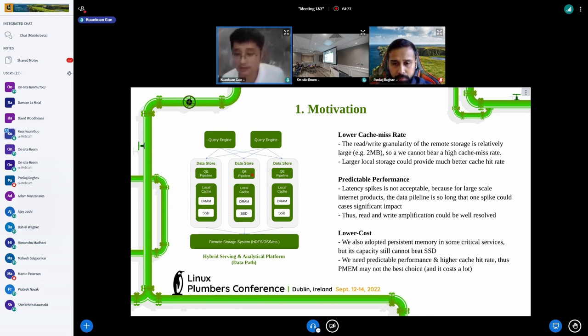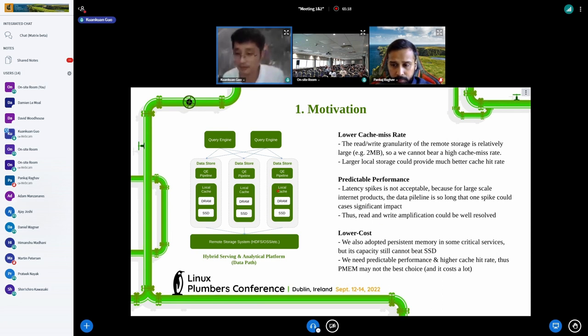On the left part of the slide, it's a high-level architecture of our HSAP database. I'm not sure if you can see this picture clearly. It seems a little bit smaller than expected. HSAP stands for Hybrid Serving and Analytical Platform. It's one of the main databases that we use at ByteDance. This database serves latency-sensitive use cases, and we don't care too much about transactions. So latency is very important here.